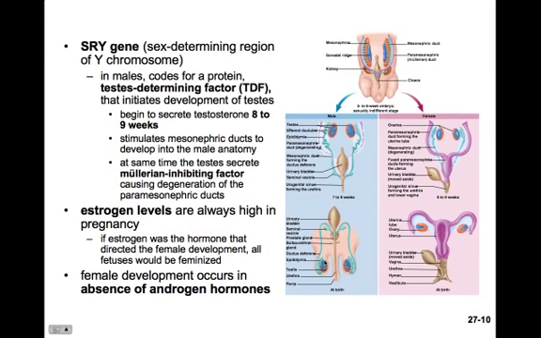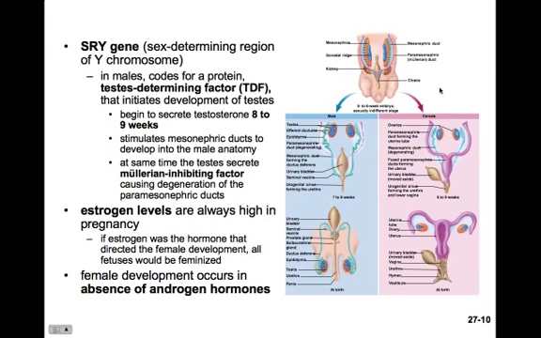Estrogen levels are always really high in pregnancy. So if estrogen was the hormone that directed female development, all fetuses would be feminized. Female development is going to occur in the absence of androgen hormones.